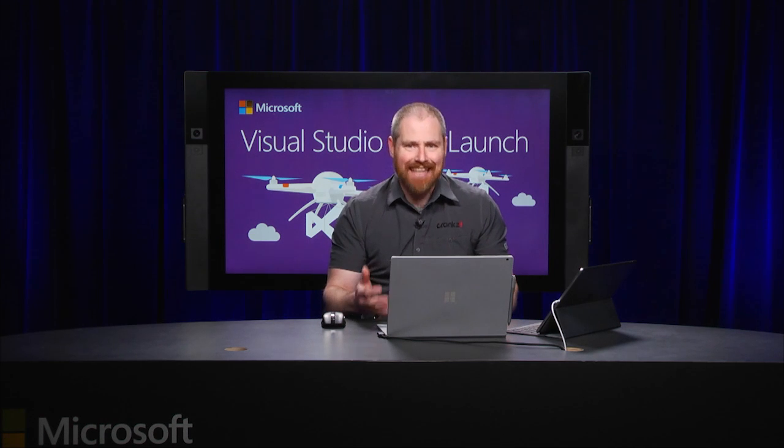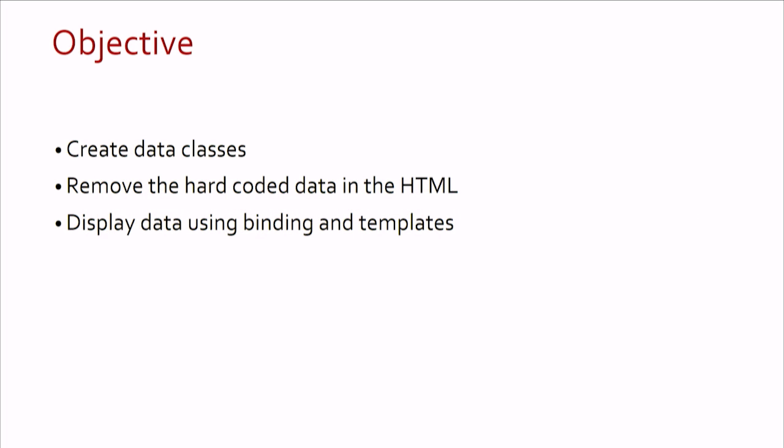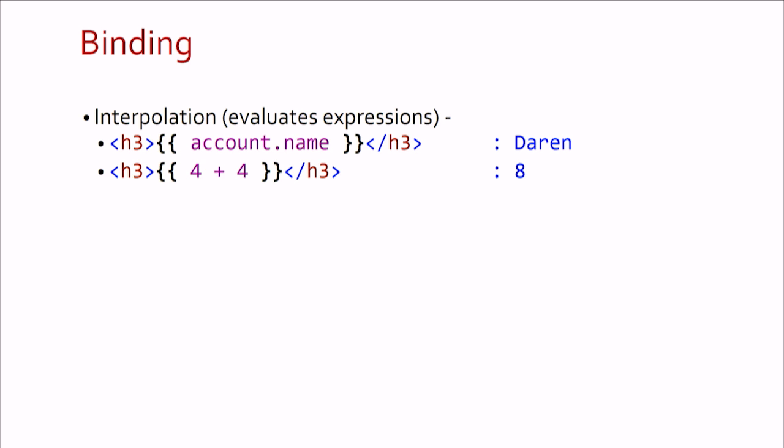What I'm going to talk about now is how we can start incorporating data into this rather than static HTML. So the objective of this particular section is we're going to create some data classes, we're going to remove the hard-coded data in the HTML, and then we're going to display some data using bindings and templates. So before I jump into the code itself, let's talk a little bit about binding. We've got a couple of different types of binding that are available to us.